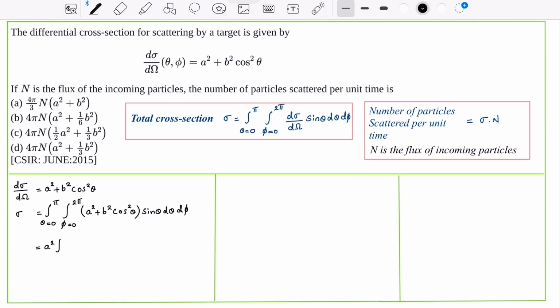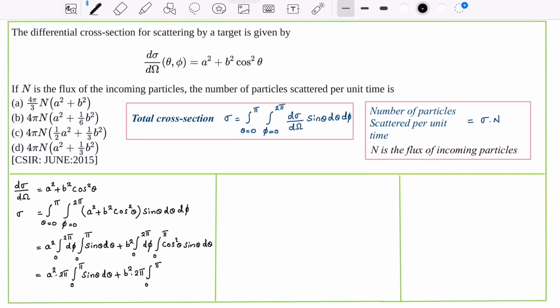We can write it as a square integral 0 to 2 pi d phi, integral 0 to pi sin theta d theta plus b square integral 0 to 2 pi d phi, integral 0 to pi cos square theta sin theta d theta. This is equal to a square 2 pi integral 0 to pi sin theta d theta plus b square 2 pi integral 0 to pi cos square theta sin theta d theta.